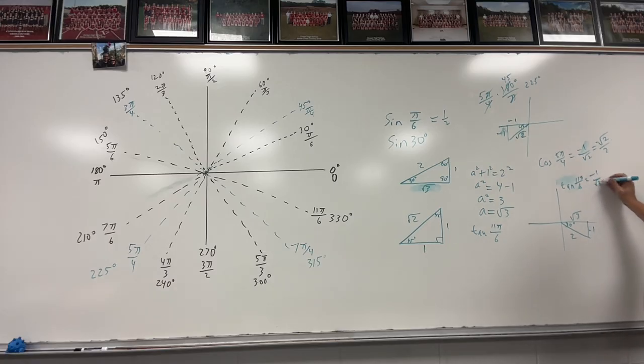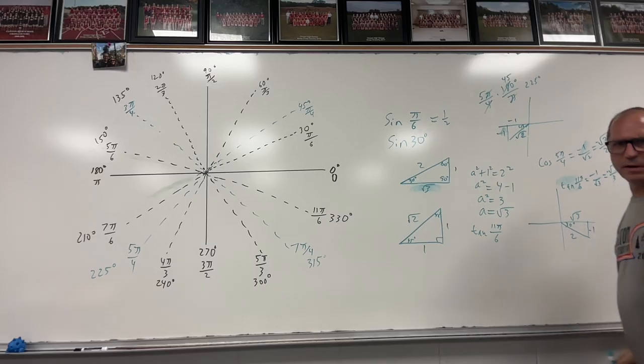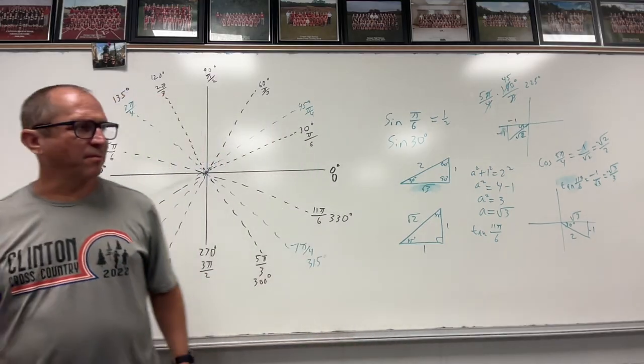Negative 1 over the square root of 3, and when you rationalize that, that's the negative square root of 3 over 3. And you have it from there.